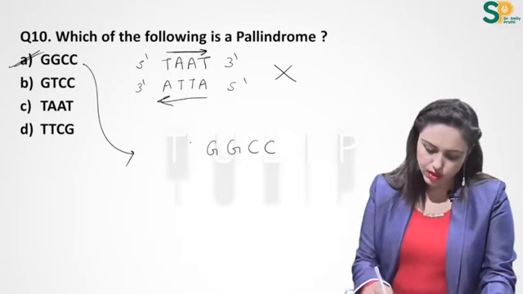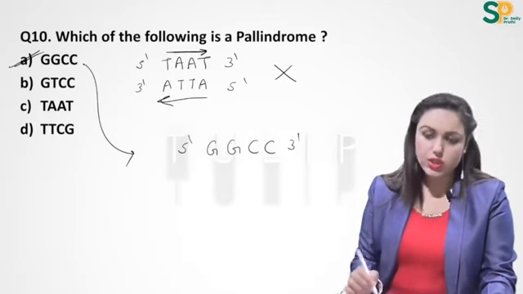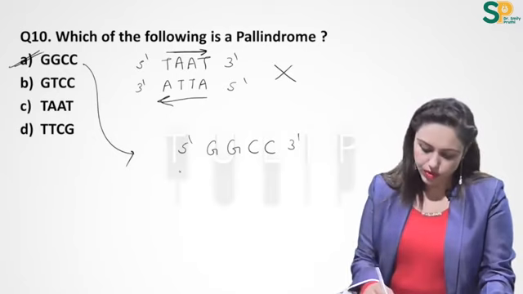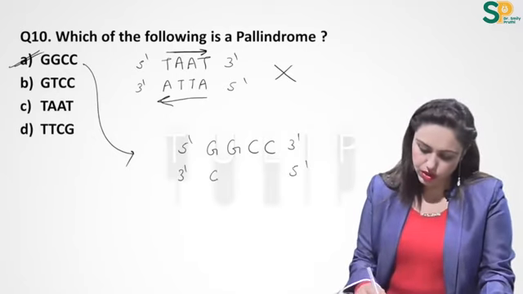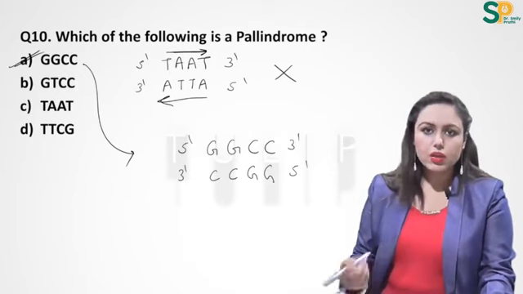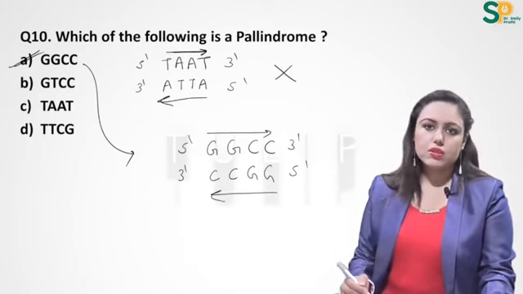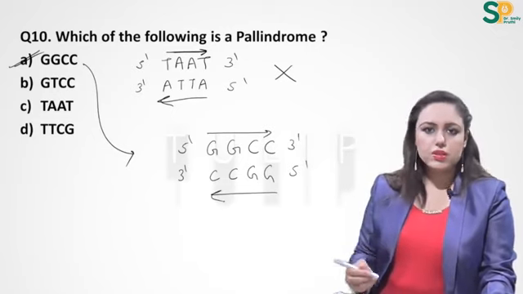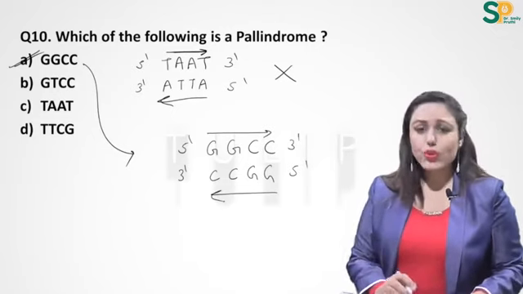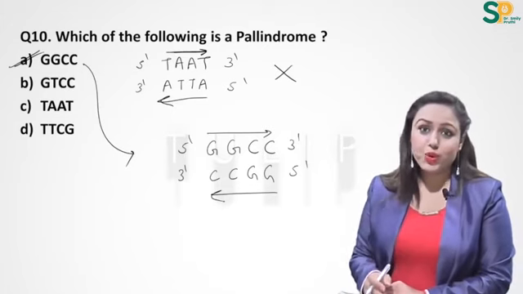The answer is this, GGCC. If GGCC is written like this, with 5' here and 3' here, the opposite complementary strand will be 3' here, 5' here, and the sequence is this. Now read the upper strand, GGCC. Read the lower strand, GGCC. This is the same, and this is a palindrome. So never take the example of any English word here. Okay.